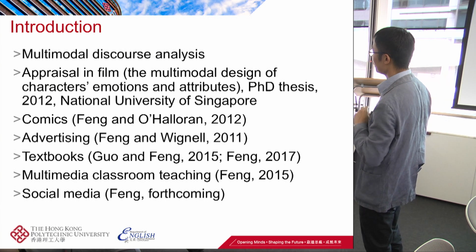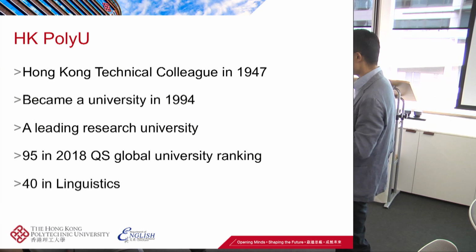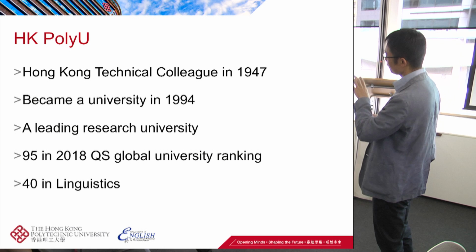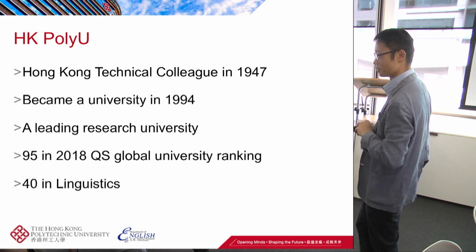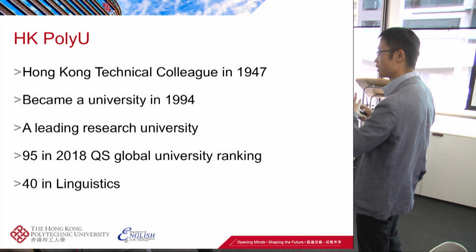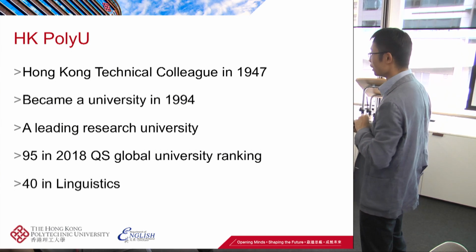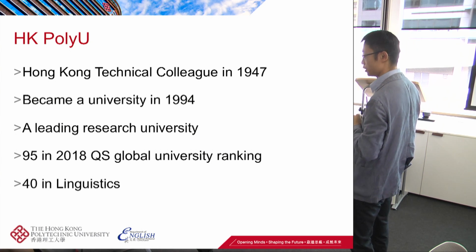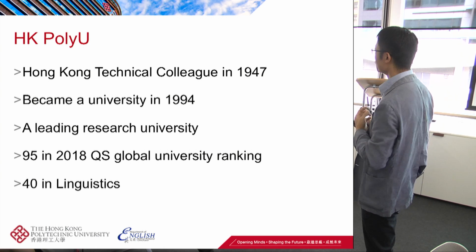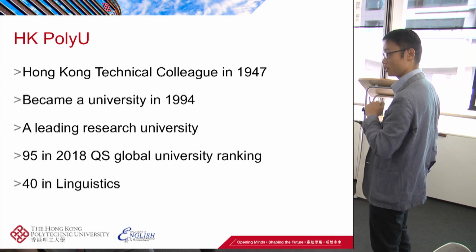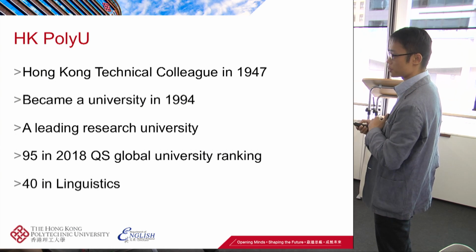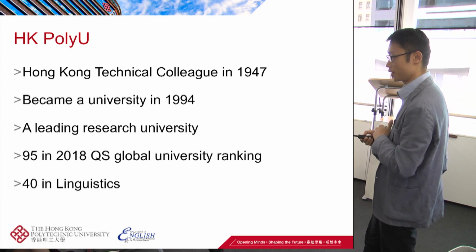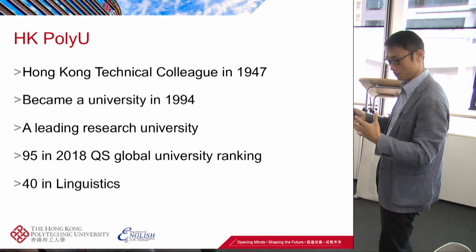Then in 2013, I joined Hong Kong Polytechnic University as an assistant professor. I checked a bit about our history, and I found we have a very similar history with HCU. We started as Hong Kong Technical College in 1947, and we became a university in 1994, just 3 years after HCU. And now it is a leading research university. In the recent global QS ranking, we are 95th, and 40th in linguistics, my field.